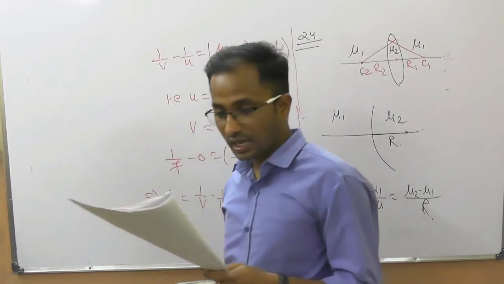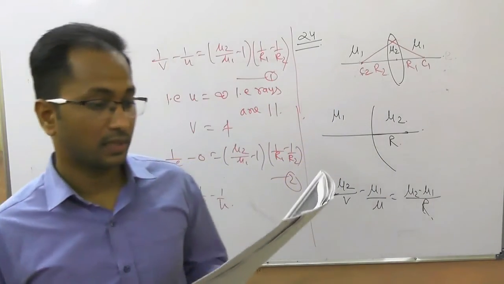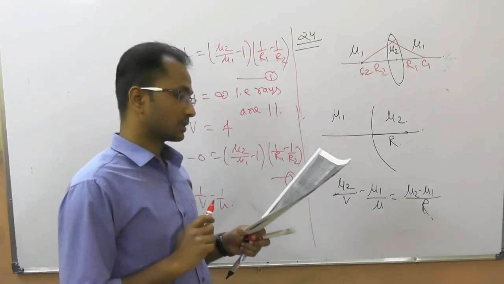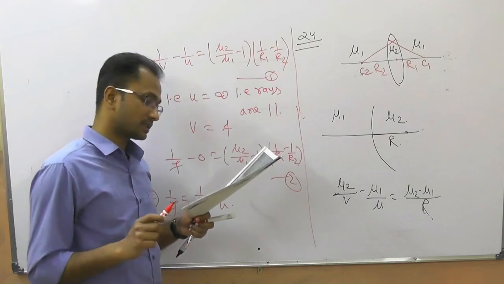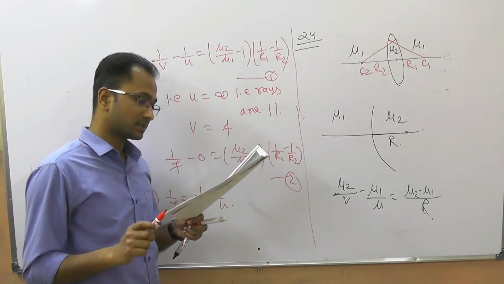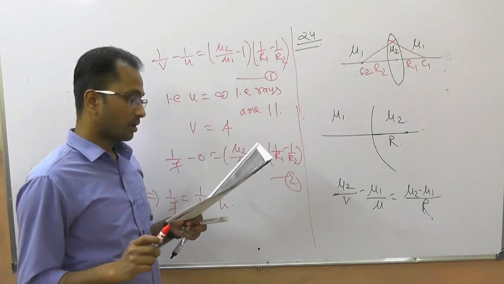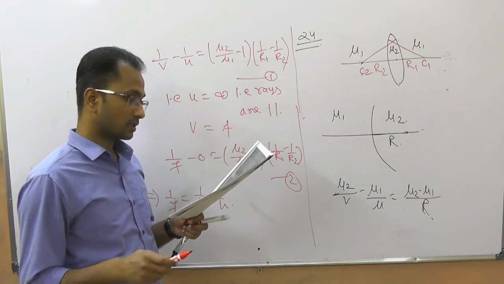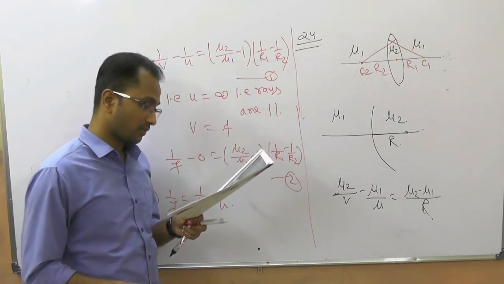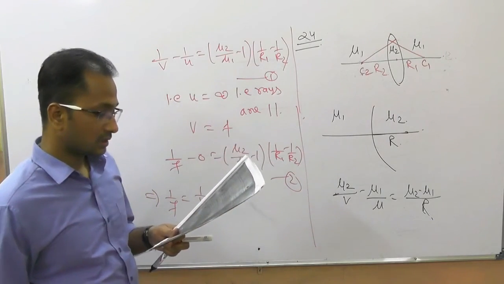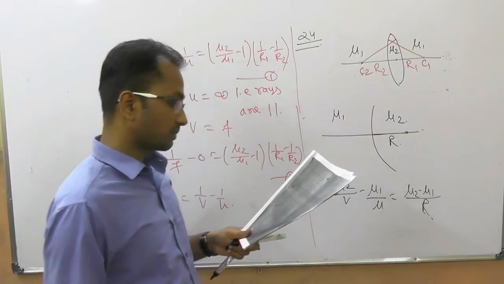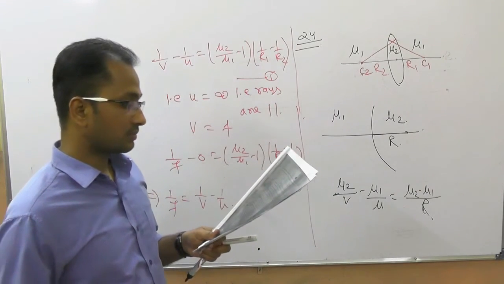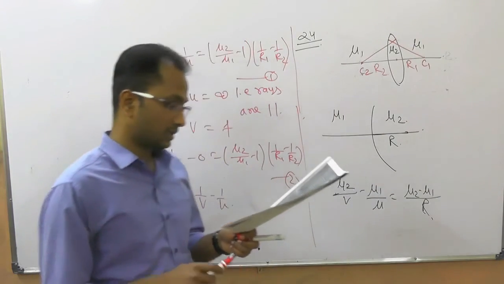The next question is question 25. Define the term half-life of a radioactive substance. Two different radioactive substances have half-lives T1 and T2, and the number of undecayed nuclei, meaning the atoms present right now, at an instant are N1 and N2 respectively. Find the ratio of their activities at that instant.